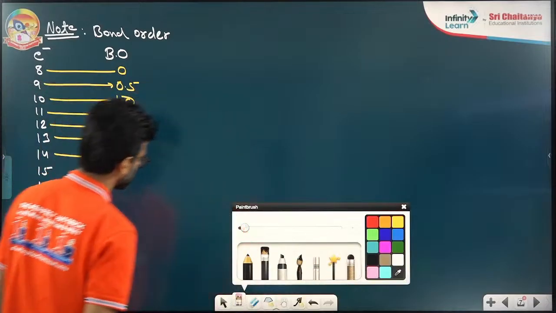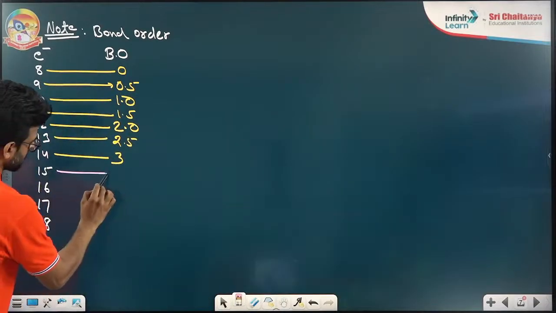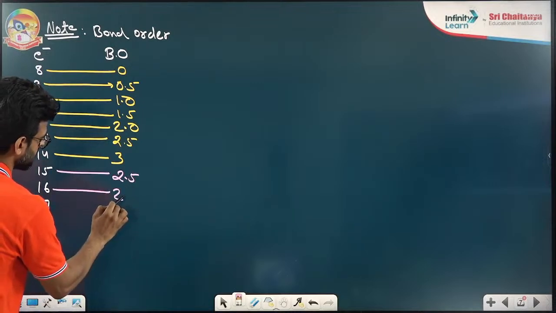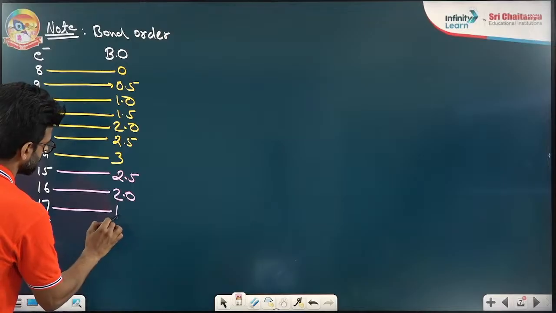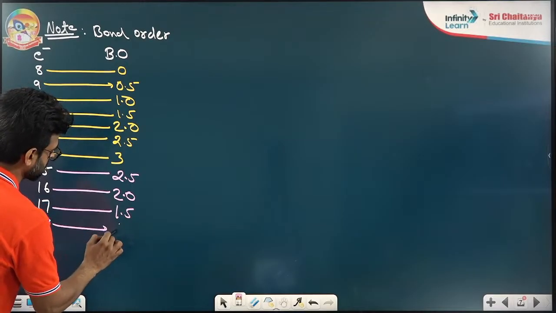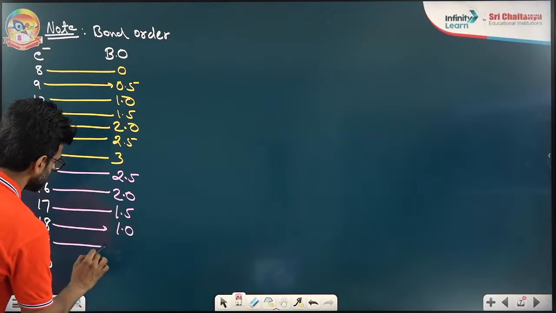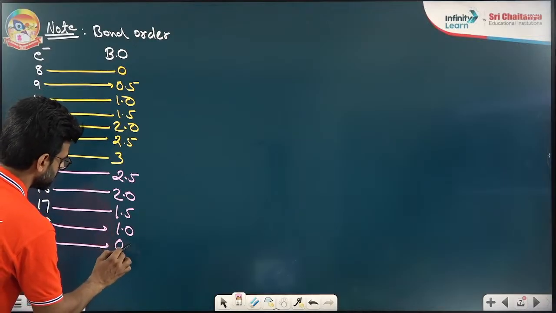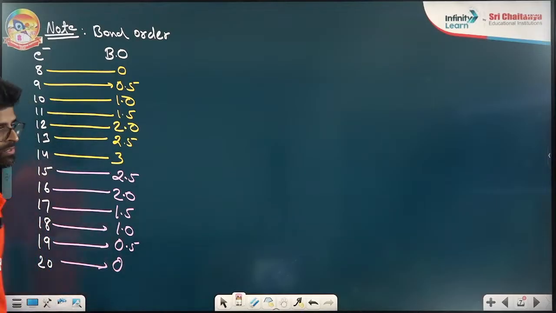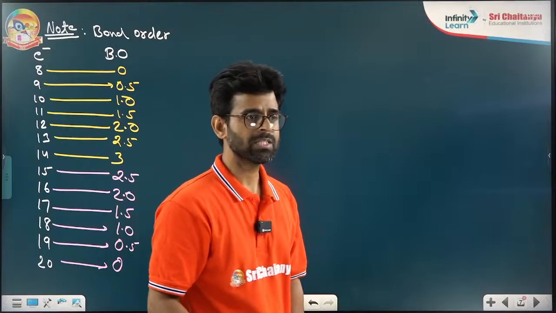Similarly, in this case, 15 electrons, again the bond order decreases by 0.5. 2.5 here, here 2.0, here 1.5, here 1.0, here 0.5, and here we have 0.0, or just 0.